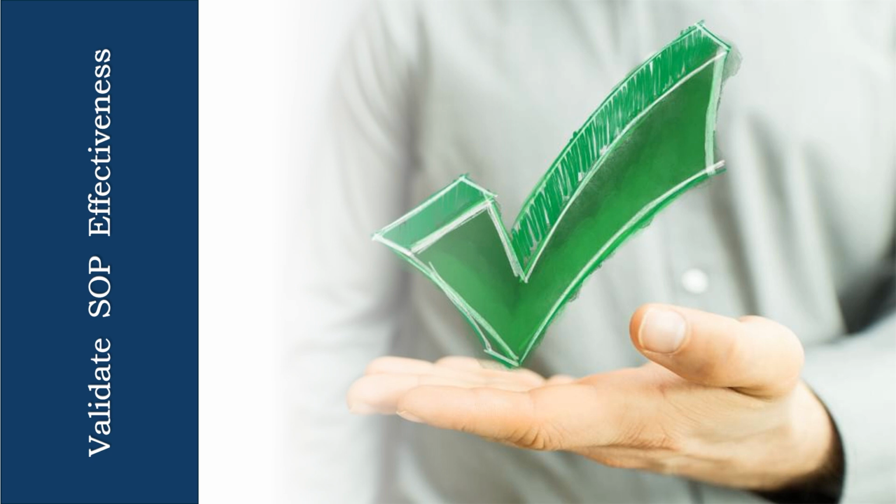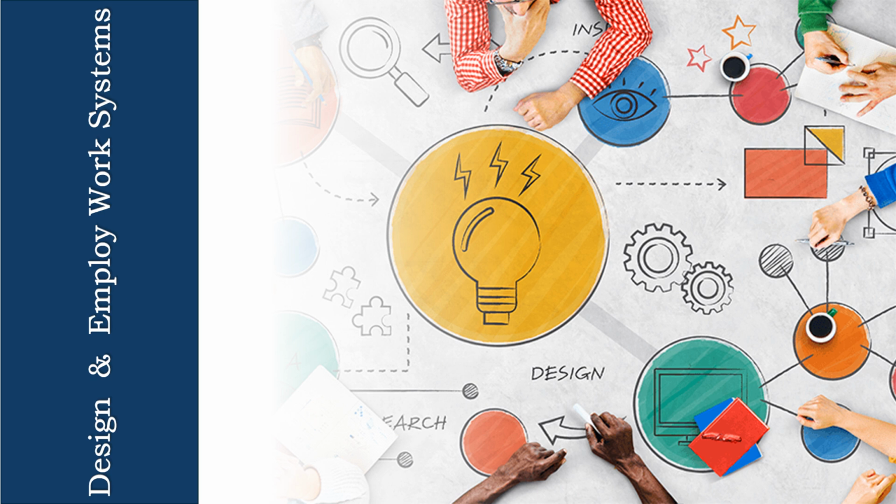4. Validate the effectiveness of SOPs. Validation ensures that equipment and processes produce results that meet predetermined specifications. This step is crucial for maintaining the integrity of the manufacturing process and ensuring product quality and safety. 5. Design and use working systems. All facilities, resources, and operational blueprints should be designed to maximize quality production. This integration ensures seamless operations and reduces the potential for errors or contamination.